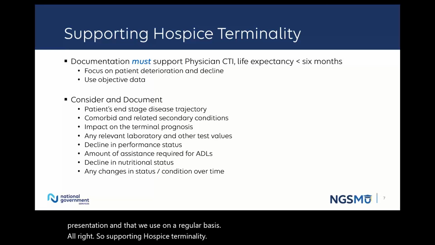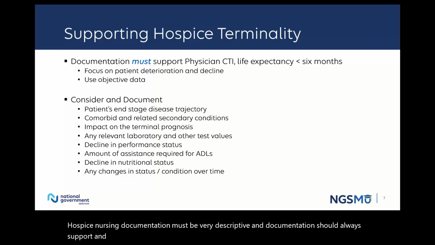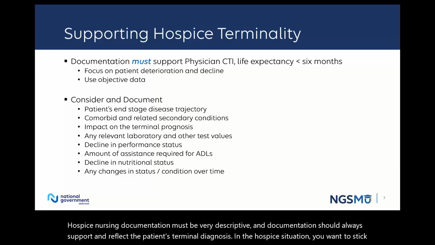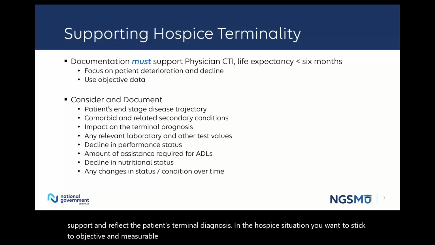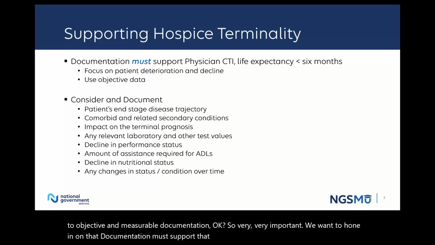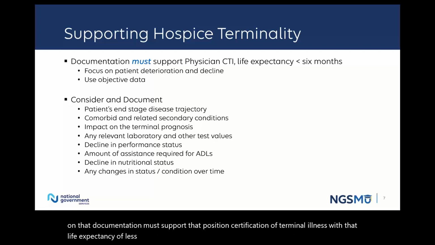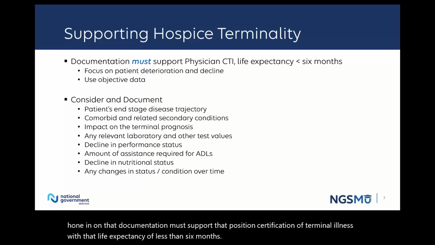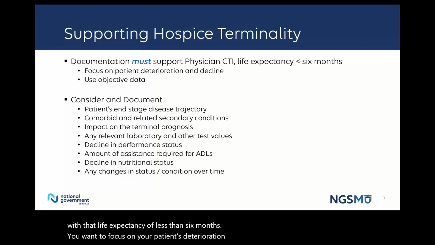Hospice nursing documentation must be very descriptive, and documentation should always support and reflect the patient's terminal diagnosis in the hospice situation. You want to stick to objective and measurable documentation. Okay, so very, very important. We want to hone in on that. Documentation must support that physician certification of terminal illness with a life expectancy of less than 6 months. You want to focus on your patient's deterioration and decline, the downward trajectory, and use that objective data.